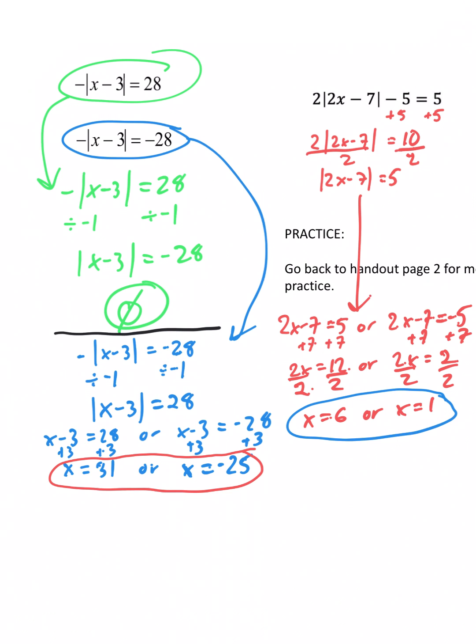So now we know that the absolute value of something must be 28, so that something must either be 28 or negative 28, and then we solve those two parts here. This one, we have to remember to get the absolute value by itself first, add 5 to both sides, and then divide both sides by 2. Then once again, we have two equations, one equal to +5, one equal to -5, and we will solve each of those.